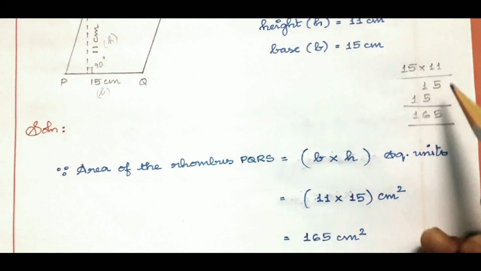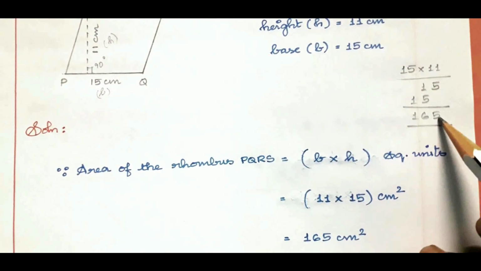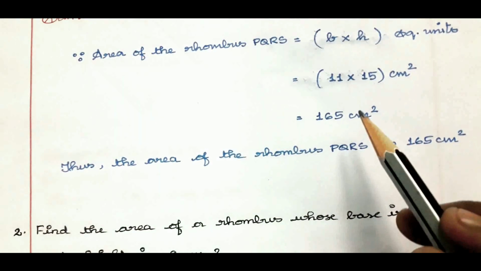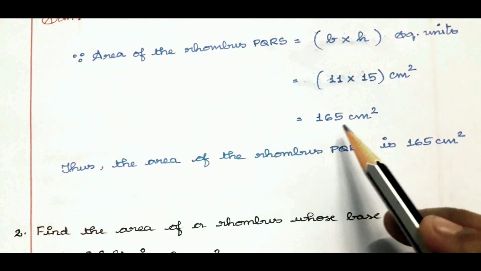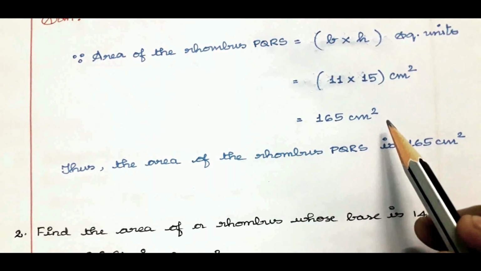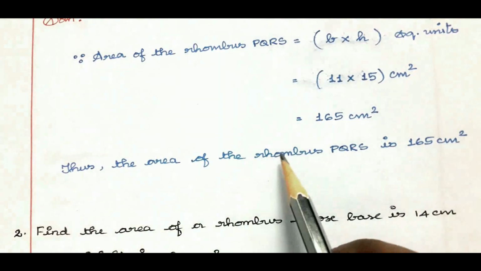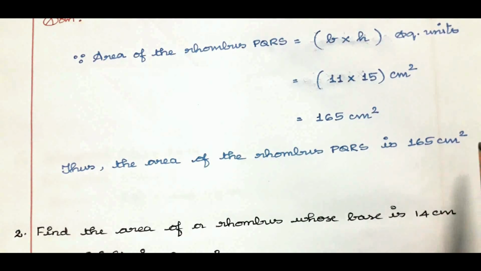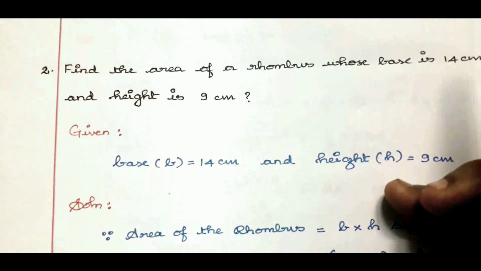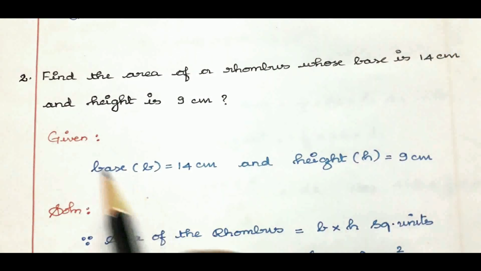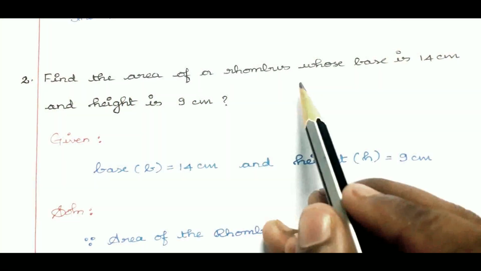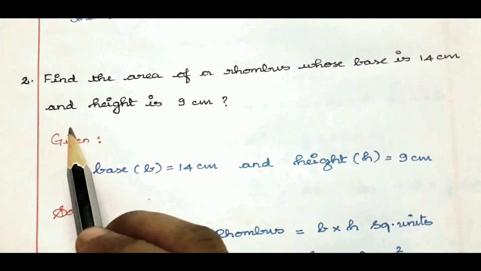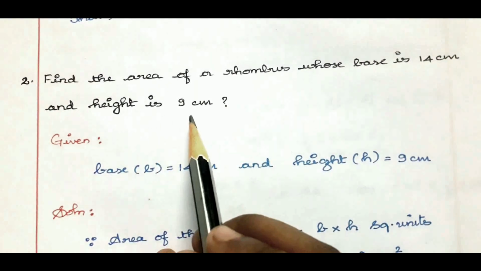11 into 15, I'll calculate it here. 15 into 11 will give you 165. Therefore, 11 into 15 is equal to 165 centimeter square. Thus, the area of the rhombus PQRS is 165 centimeter square. Clear? Next, we will move on to the second question. Find the area of the rhombus whose base is 14 centimeter and height is 9 centimeter.